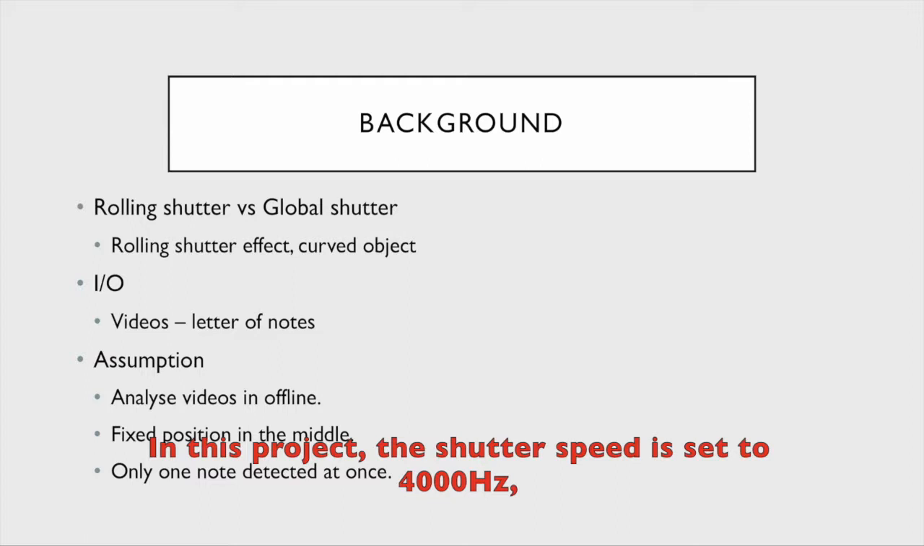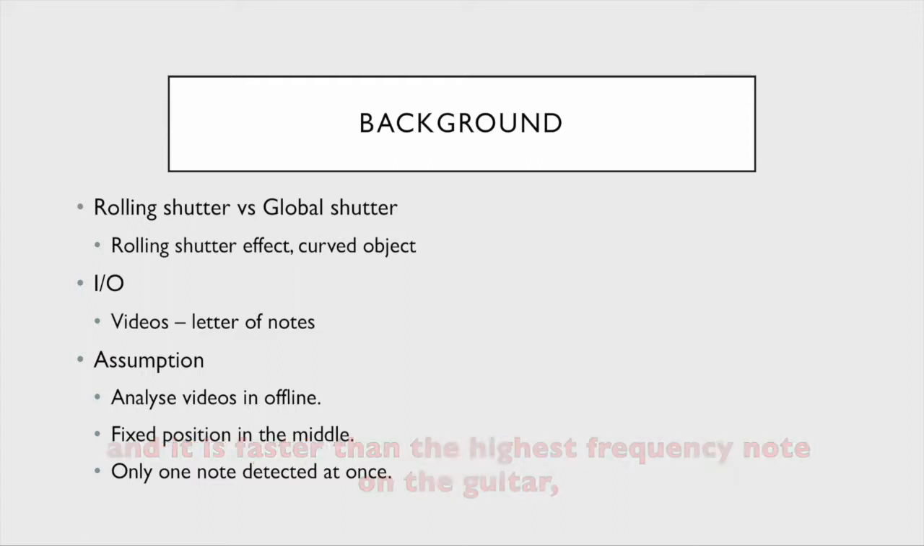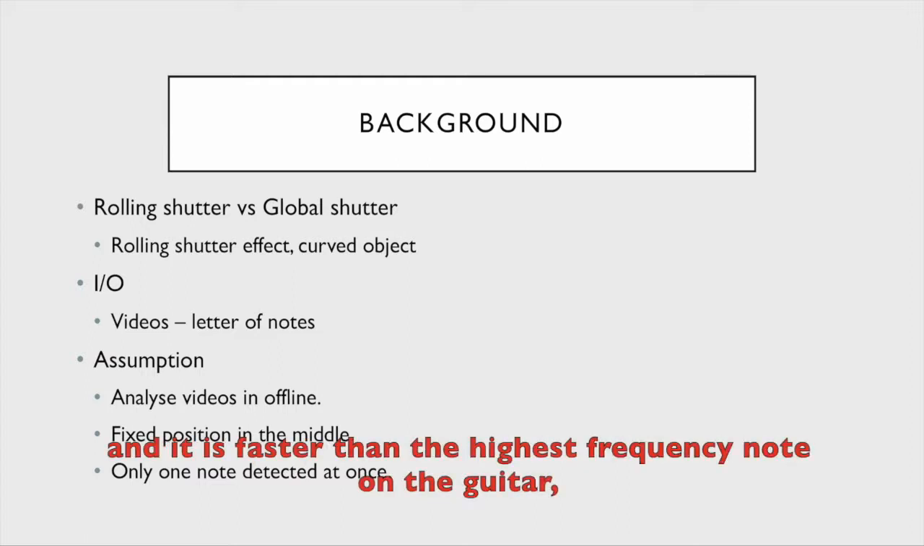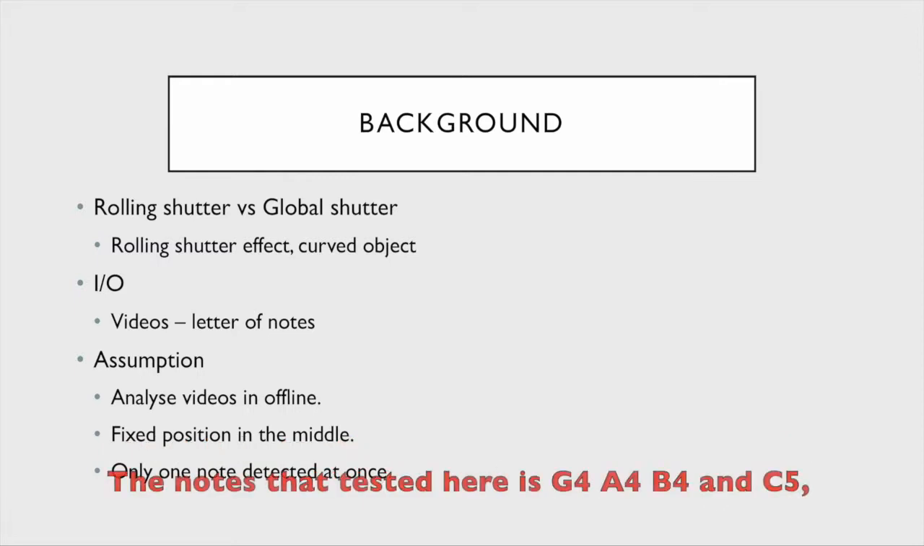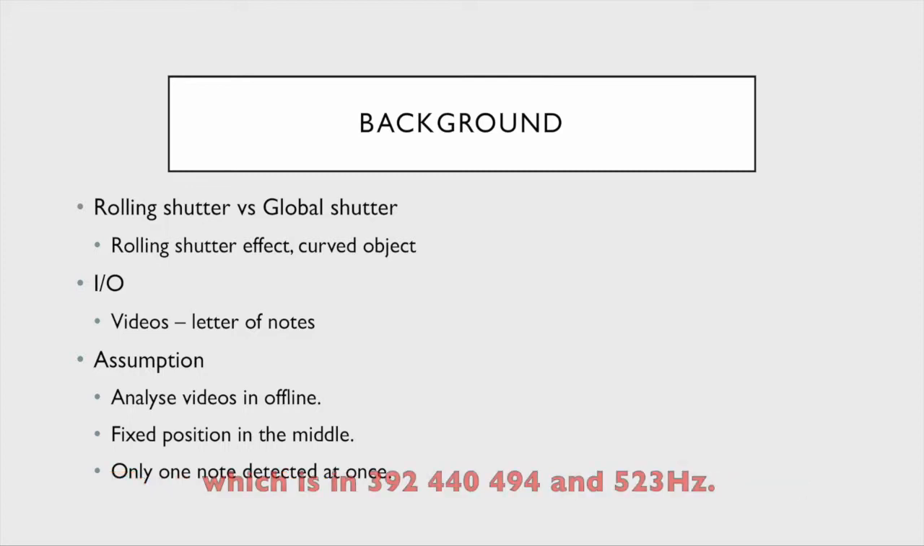In this project, the shutter speed is set to 4000 Hz, and it is faster than the highest frequency notes on the guitar, which is around 850 Hz. The notes tested here are G4, A4, B4, and C5, which are 392, 440, 494, and 523 Hz.